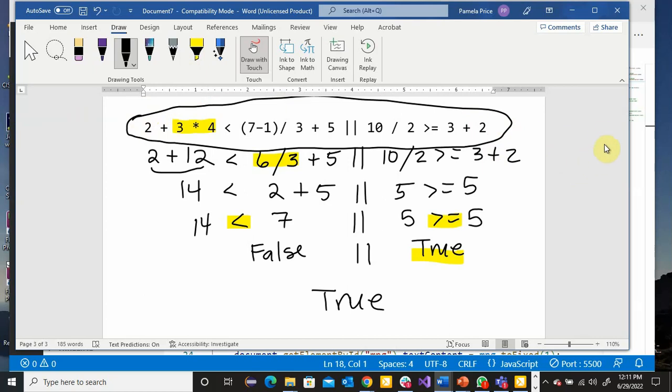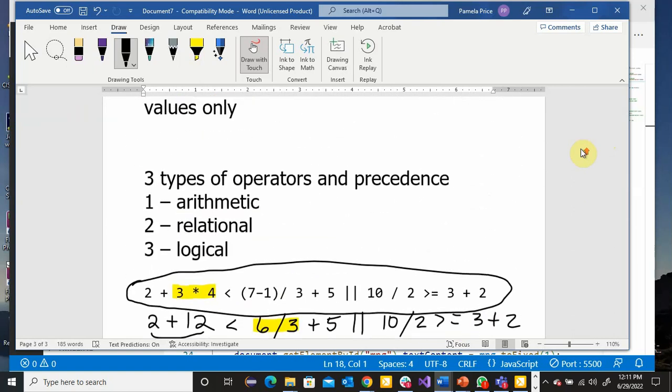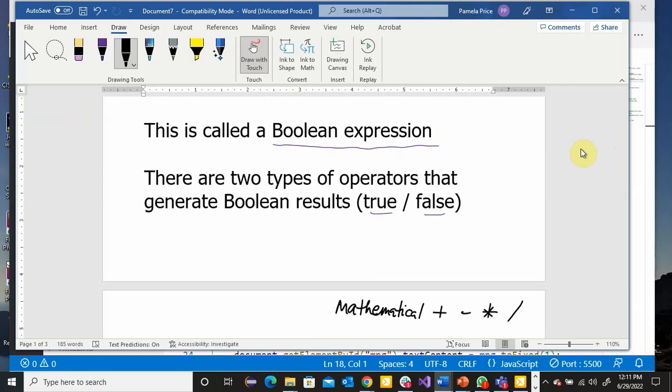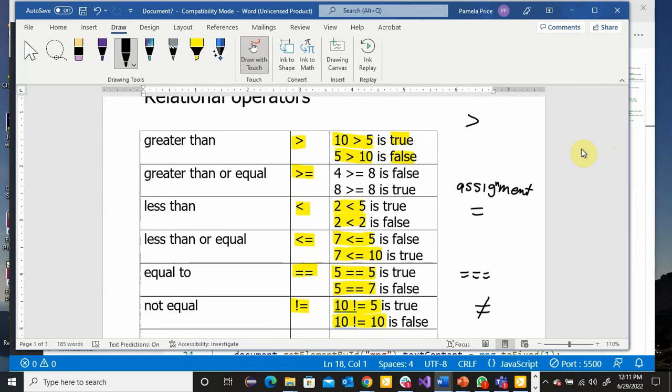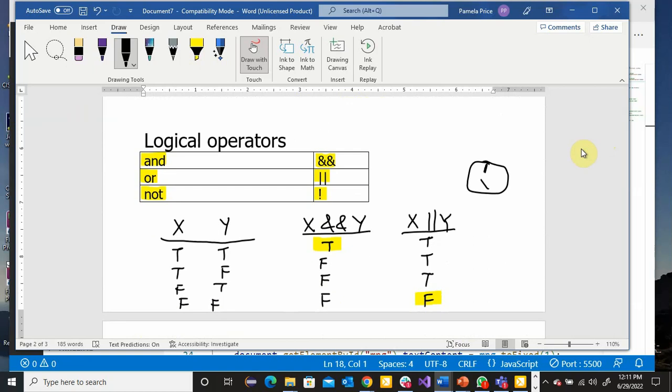All right, so I think I'm going to stop this video. This is just our foundations of understanding Boolean expressions and relational operators and logical operators. And we're going to continue in the next video understanding how to use this to create if statements.